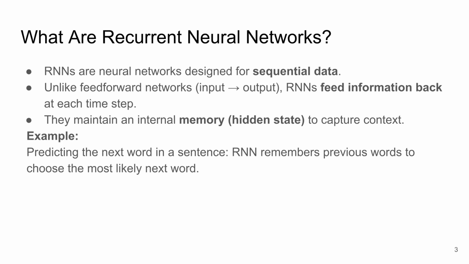RNNs are neural networks specifically designed for sequential data. The key difference from feed-forward networks is that RNNs feed information back at each time step. They maintain what we call an internal memory, or hidden state, which captures context from previous inputs. Let me give you a practical example. Imagine predicting the next word in a sentence. An RNN processes each word one at a time, but it remembers information about all the previous words. This memory allows it to predict, for example, that "not" is more likely to follow "it is" than something else. That's the power of recurrence.